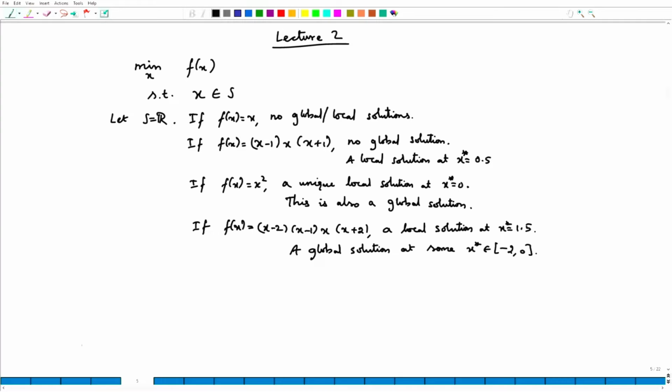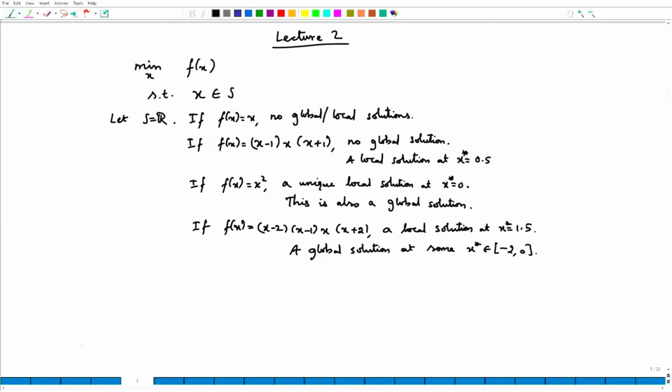This can be precisely found by solving this quadratic equation. So, you can see that given a function f of x, you can have a global solution or a local solution, or you may not have a global solution or a local solution. Even if you have both, there could be local solutions which are not global solutions, isn't it.